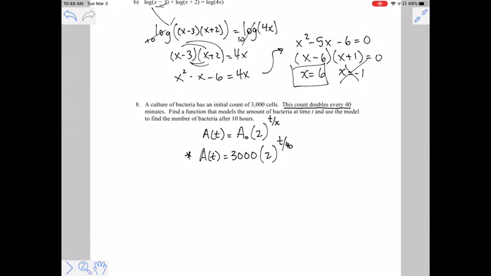So this answers the first part, find a function. But then it says use that model to find the number of bacteria after 10 hours. And this is where students run into trouble. This is a measurement of time, but it doesn't match the unit of measure, because our doubling time is in terms of minutes, and this is in terms of hours. We can't mix units of measure, so we need to turn 10 hours into minutes. So 10 hours times 60 minutes would be 600 minutes.